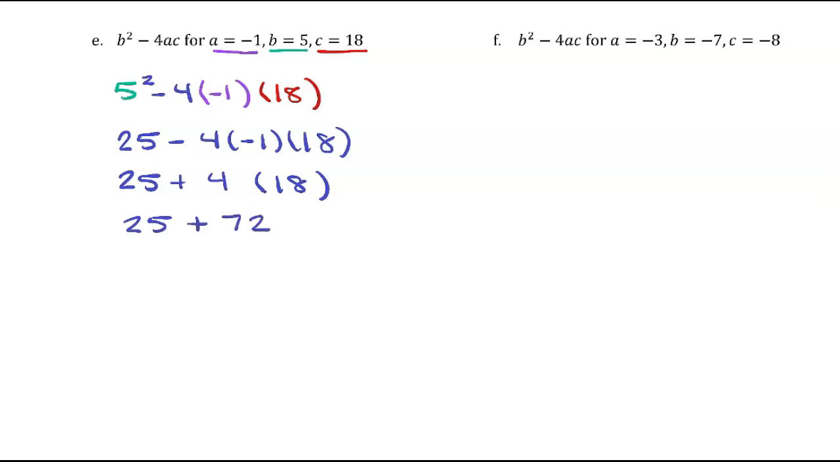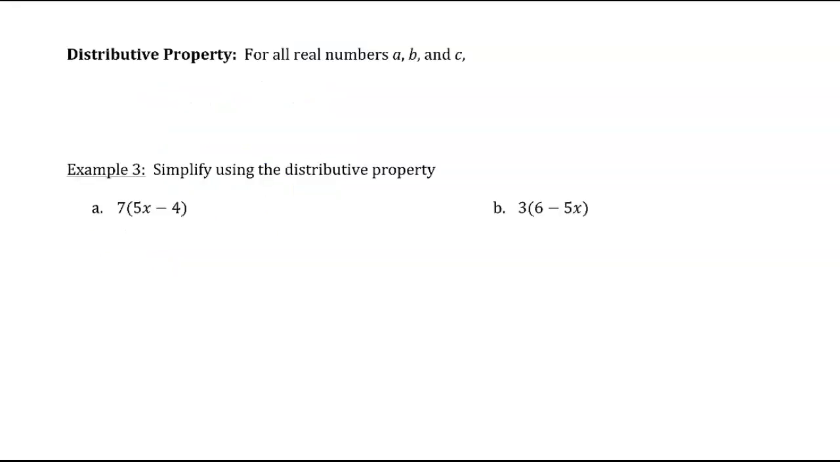Now we can move on to addition and subtraction. 25 plus 72 is 97. And we've now evaluated that expression using A is -1, B is 5, and C is 18. Next, we're going to talk about the distributive property.